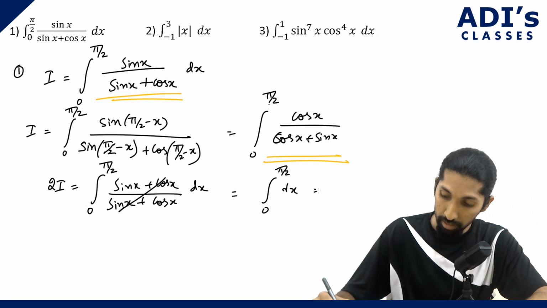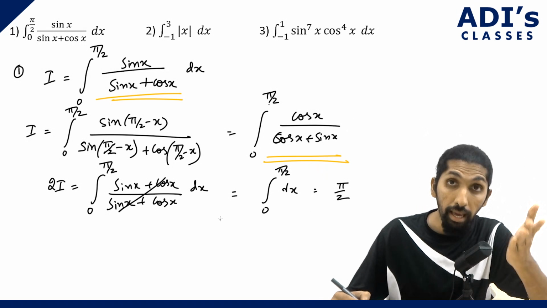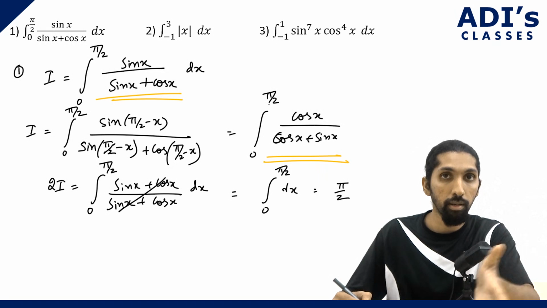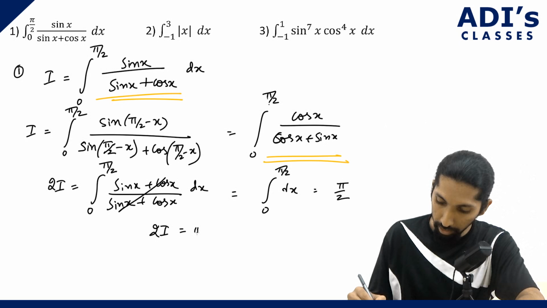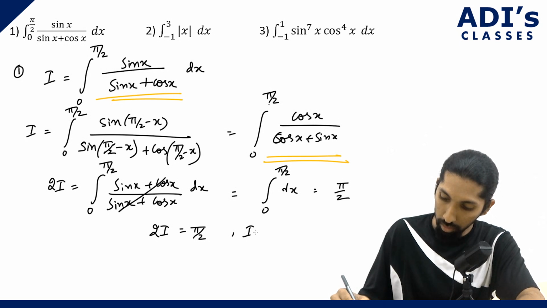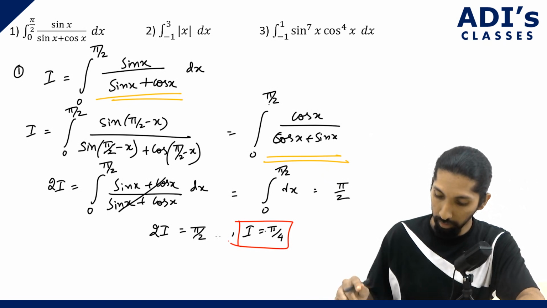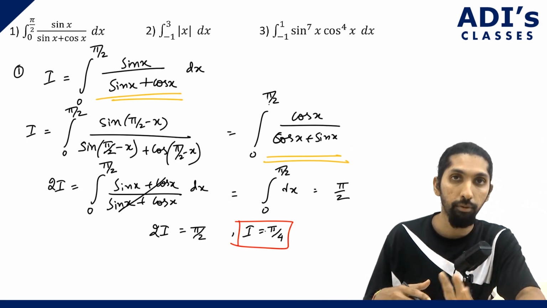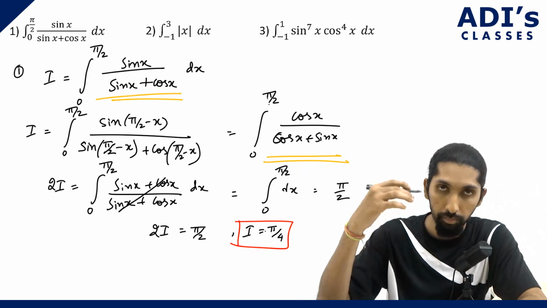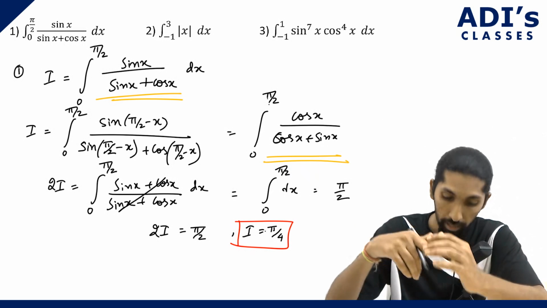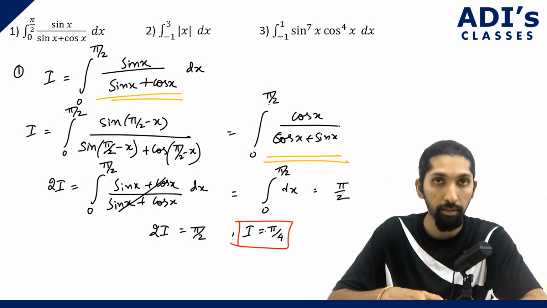Isn't it the same as saying pi by 2 itself? Because what is the integration of dx? x. You apply the limit, pi by 2 minus 0 is pi by 2. So 2I is equal to pi by 2. So I is equal to pi by 4. So the answer for the given question is pi by 4. Understood how to apply the properties and how to solve it? It makes your life a lot easier compared to what you used to do for indefinite integrals, isn't it?